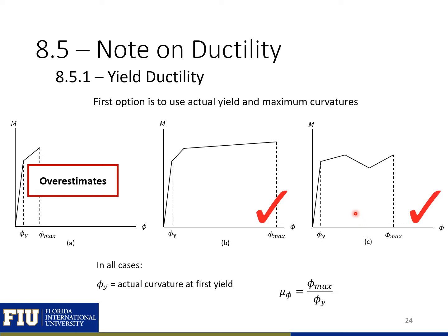And this is all dependent on how close your moment curvature plot is to the elastic plastic moment curvature plot that yield ductility represents well. So on the left, this isn't that close to elastic plastic, so it overestimates the curvature ductility. And here, it's somewhat close to our elastic plastic case. So, these well represent the actual curvature ductility.